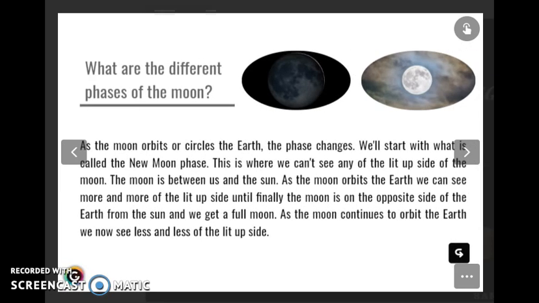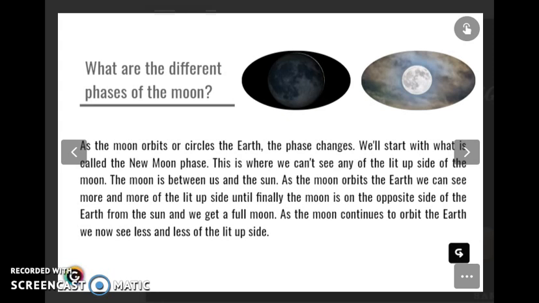What are the different phases of the moon? As the moon orbits the Earth, the phase changes. We'll start with what is called the new moon phase. This is the new moon. This is where we can't see any of the lit up side of the moon. The moon is between us and the sun.